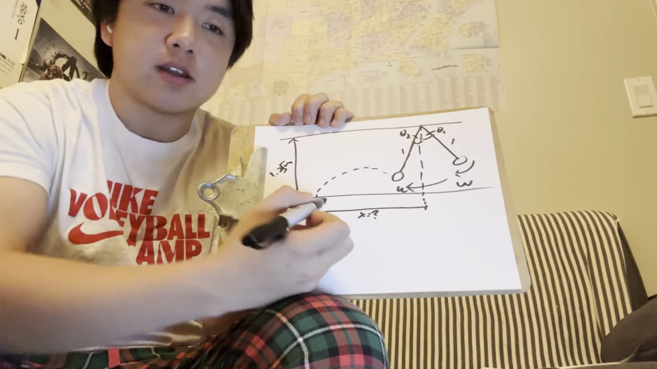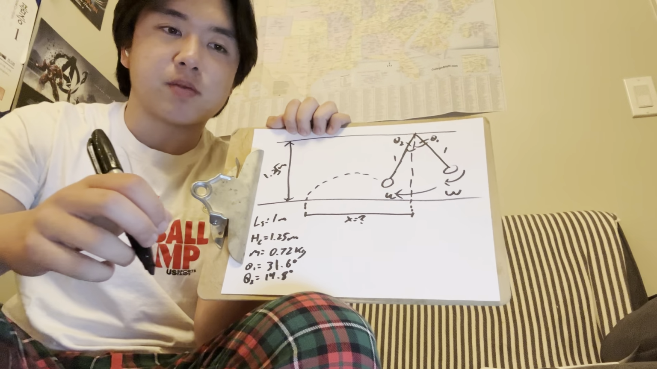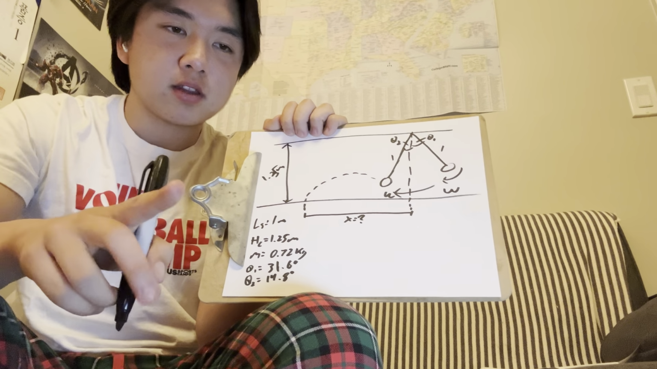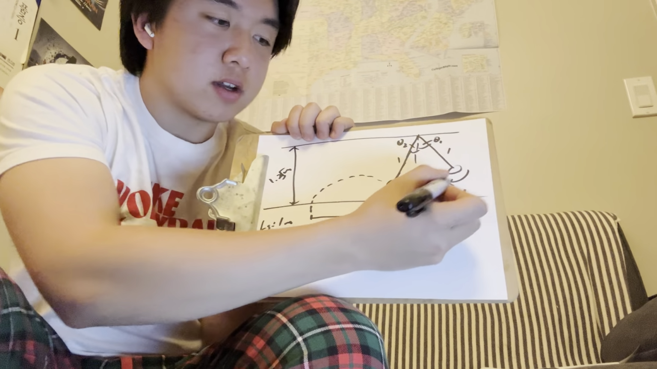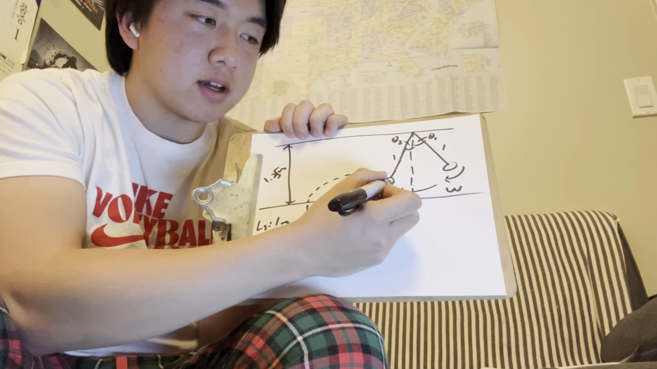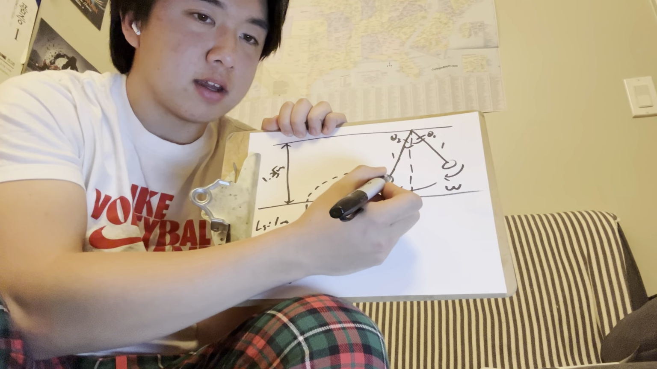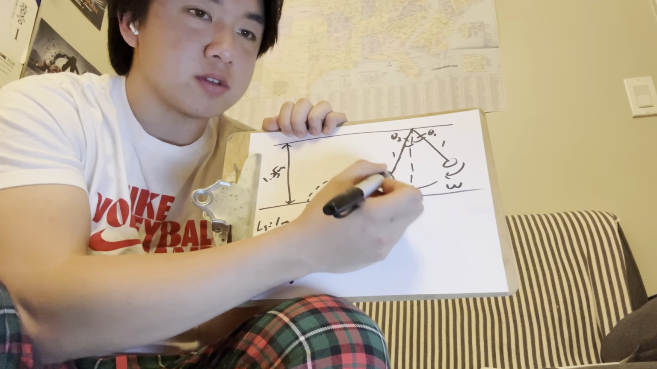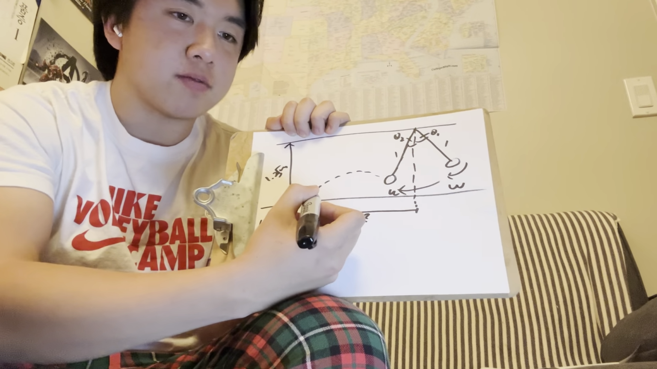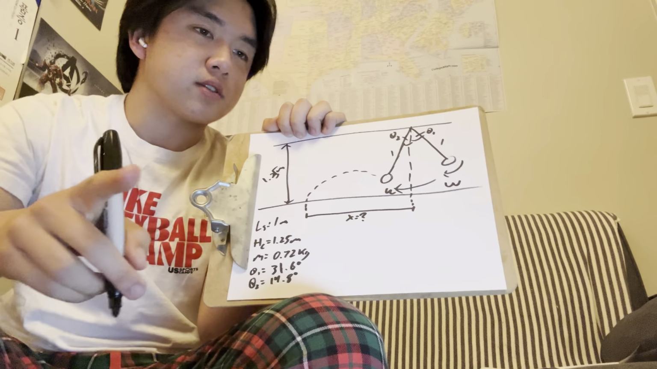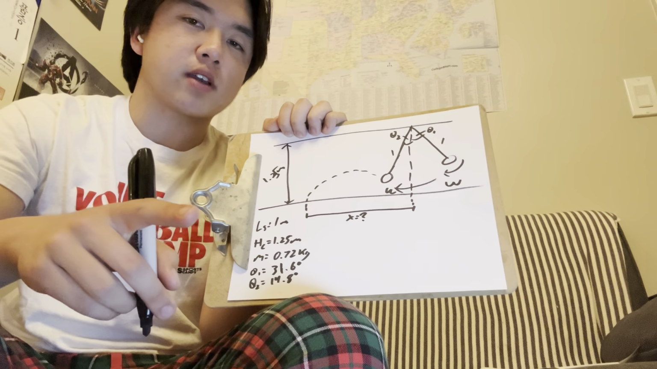How do we do that? Well, we can split the problem up into two parts. The first part is we have to find out the velocity when the string is cut. And once we do that, we can use that velocity to figure out how far it travels. Let's do the velocity when it's cut first.